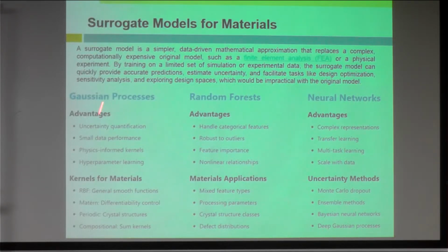So the Gaussian process model is one of them. It has a few advantages: uncertainty quantification, good small data performance, physics-informed kernels, and hyperparameter learning. So these are the advantages of the Gaussian process, and the random forest also has a few advantages, and the neural network also has a few advantages. But of course, you can choose whichever is more convenient and more practical to use.